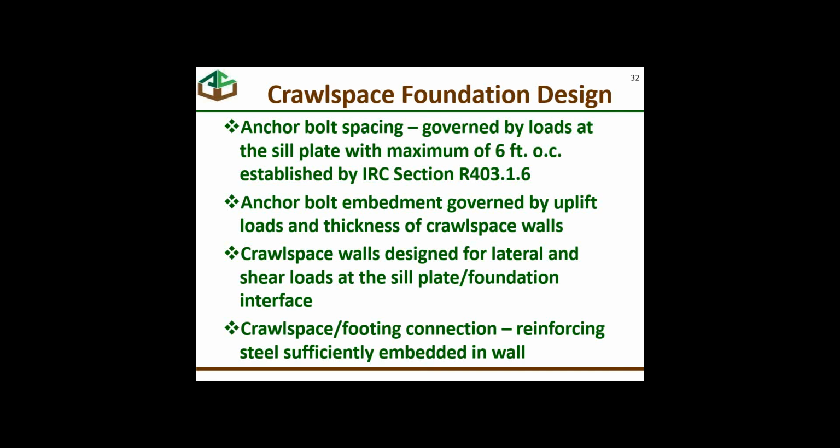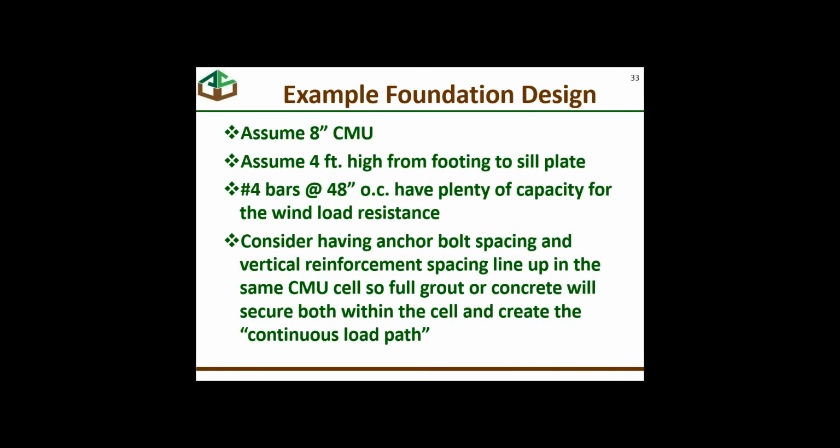The walls have to be designed for lateral and shear loads at that sill plate foundation interface, of course, and then the loads have to be carried all the way into the foundation. So this load path continuity has got to go from sill plate to bolt to masonry wall to footing. If we look at a sample foundation design and assume an 8-inch masonry wall 4 feet high from the footing to the sill plate, if we had number 4 bars at 4 feet on center, we'd have plenty of capacity for wind resistance. But that's something that typically needs to be engineered and I don't know really of a prescriptive table anywhere where that exists.